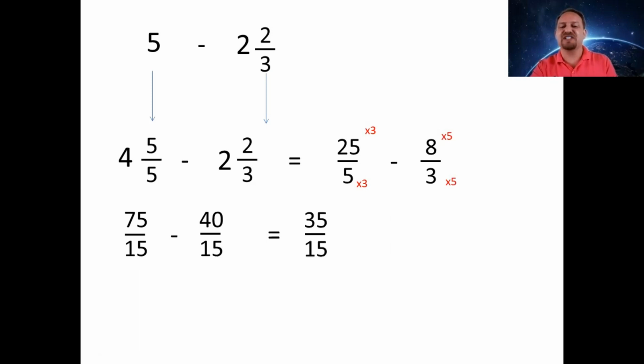75 minus 40 gives us 35. And then we must simplify. 35 divided by 15 equals 2, with a remainder of 5. That goes over 15. Can we simplify? Yes, we can. 2 and 1 over 3 is our final answer.